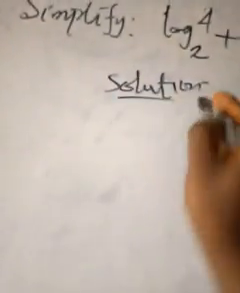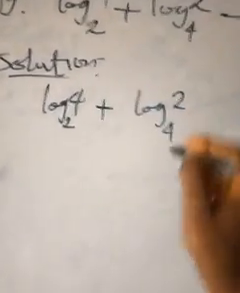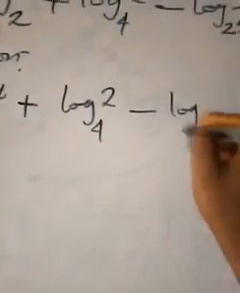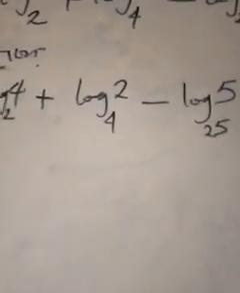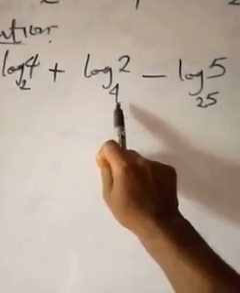Problem 3. Simplify log 4 base 2 plus log 2 base 4 minus log 5 base 25. Solution. We have log 4 base 2 plus log 2 base 4 minus log 5 base 25. If you look at this very well, you see that their bases are different. This is base 2, this is base 4, this is base 25. We start our solution from here.